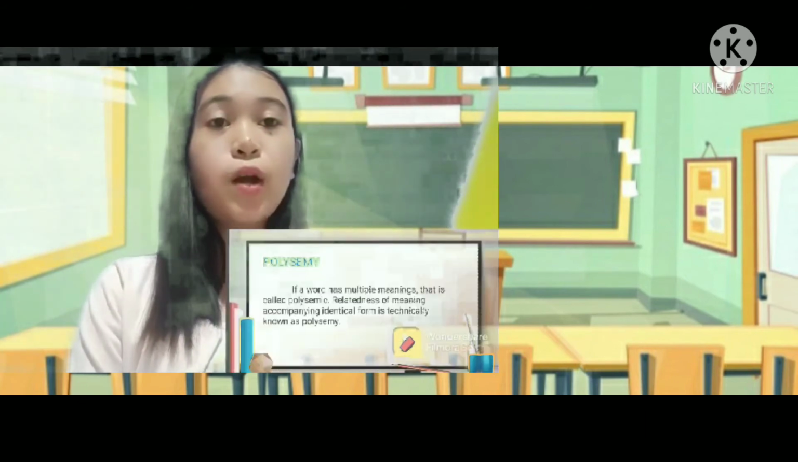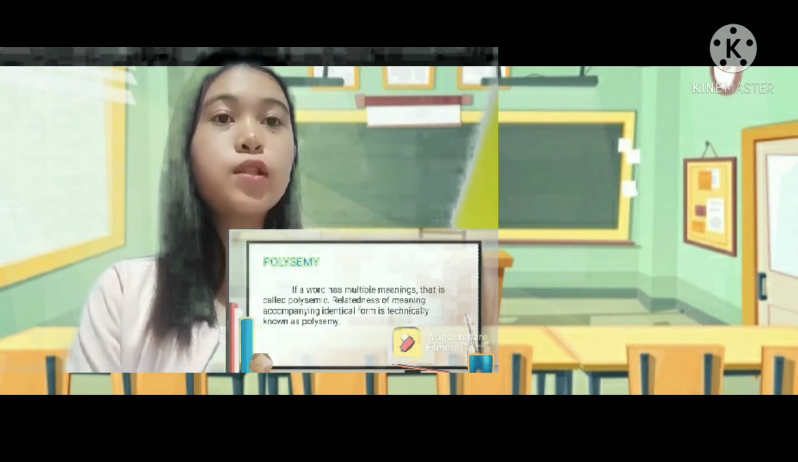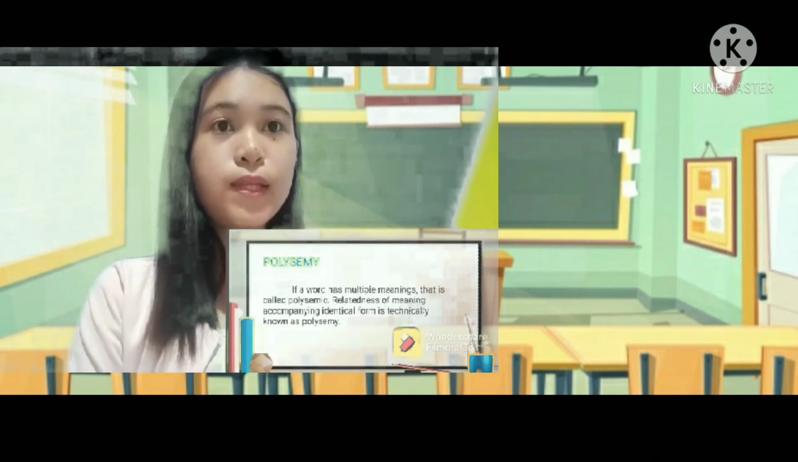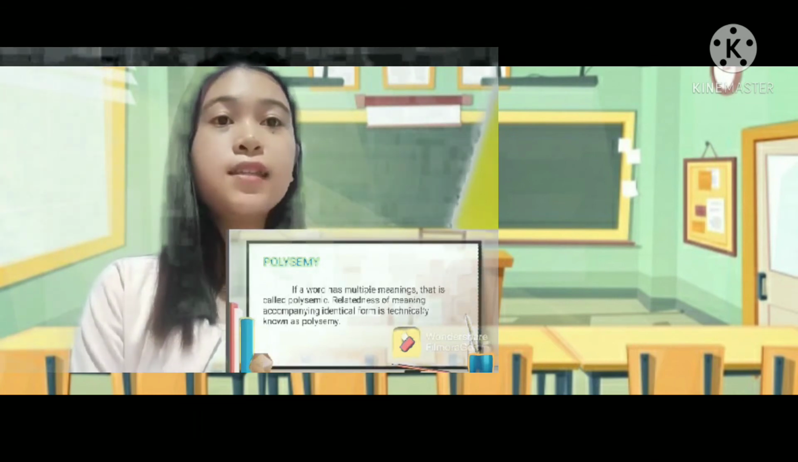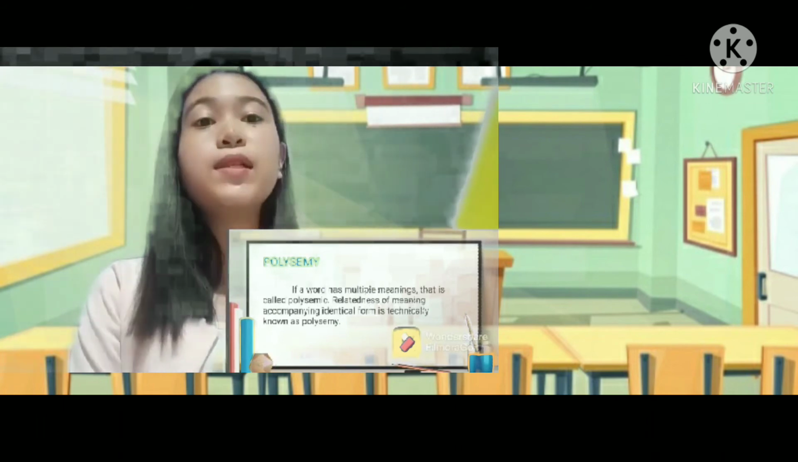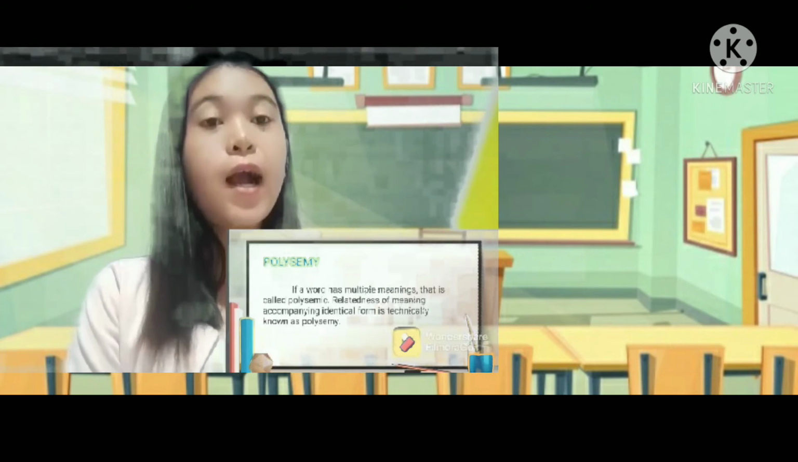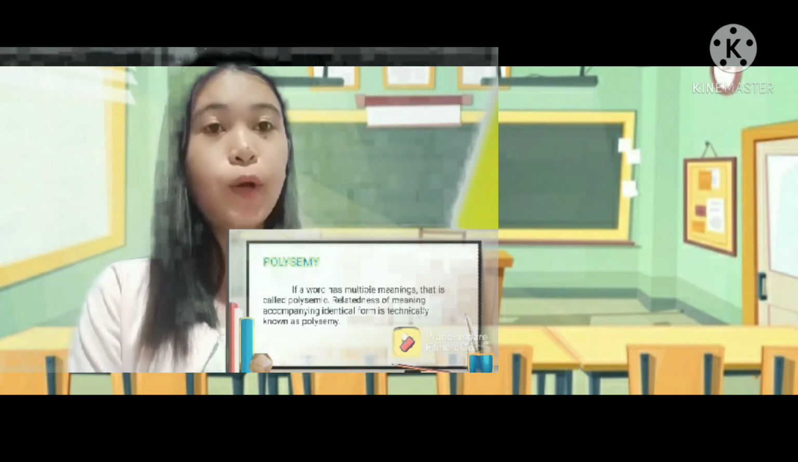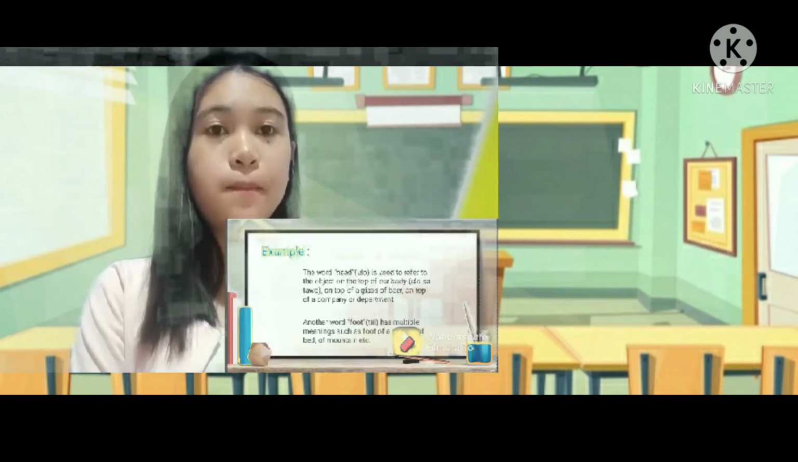And now let's go to polysemy. A word that has multiple meanings is called polysemic. Relatedness of meaning accompanying identical form is technically known as polysemy. So a polysemy is one word that has multiple meanings. So we have here some examples of polysemy.